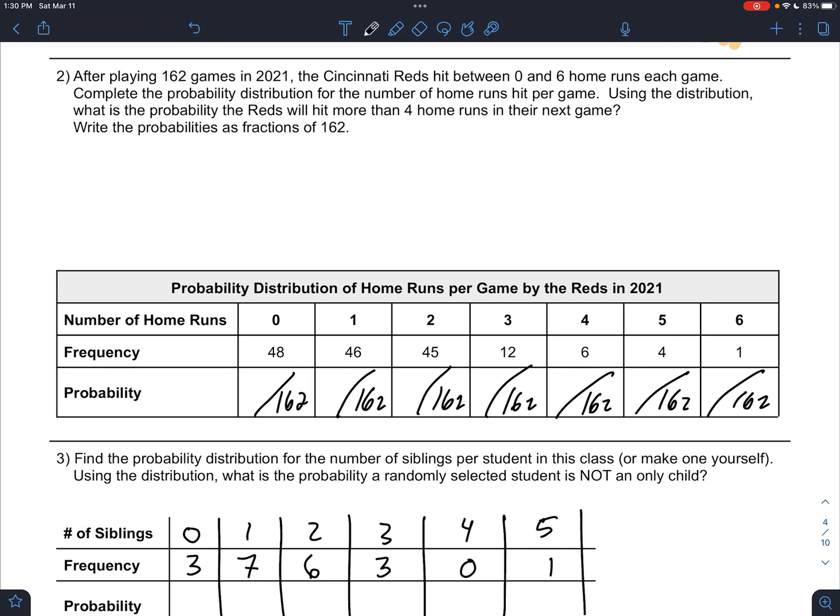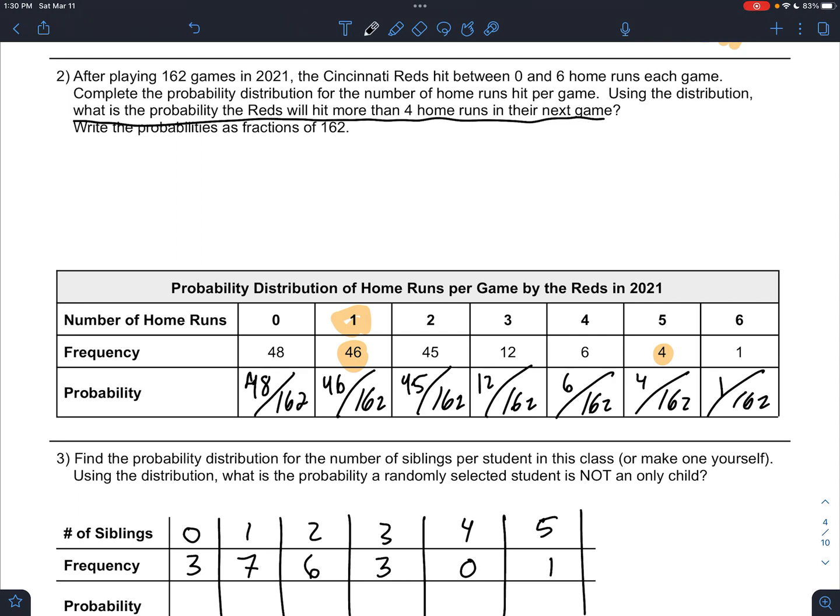Okay? So last year, I guess 2 years ago, the Reds baseball team are hitting between 0 and 6 home runs every game. And it says complete the probability distribution for the number of home runs hit per game. And using the distribution, what's the probability that the Reds will hit more than 4 home runs in their next game? Okay. So how we read this is we would say, okay, there were 46 games where the Reds hit 1 home run. And there were 4 games where the Reds hit 5 home runs. So to complete the distribution, we simply just have to put all of these over the total.